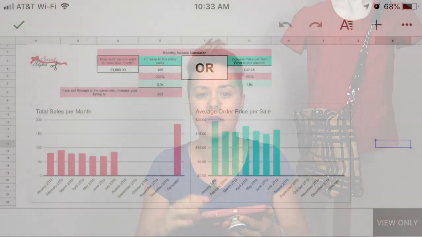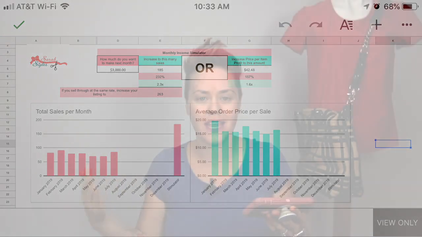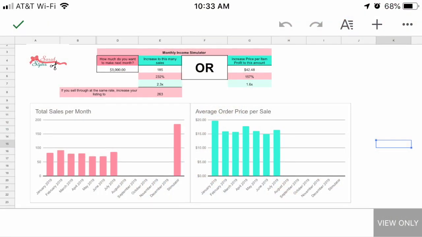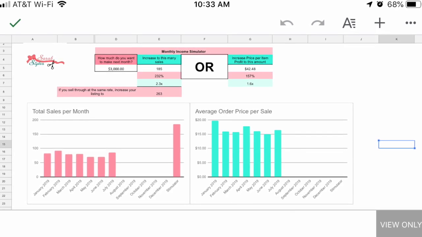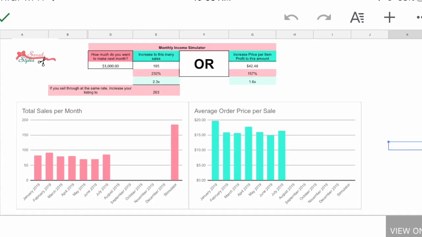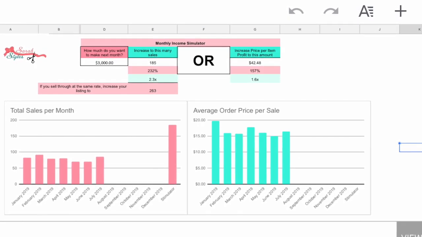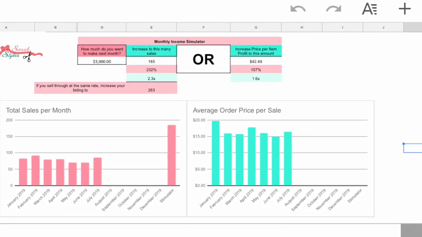I'm going to move over to the simulator. In the dashboard, you have the simulator. And what is a simulator? You can put in the number that you want to make. Say you want to go to Disney World, right? And you're like, I need $10,000 by the end of the year, which means I need this amount every month. That's how much I need to make every month. You put that number into the simulator, and then based off of your historical trends, it tells you how many items you need to sell if your average price stays the same, or how much you need to increase your average price if your total sold stays the same. And then you can play with both of those.